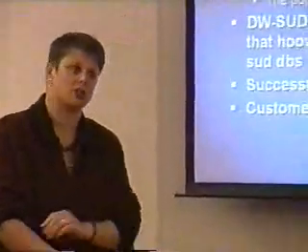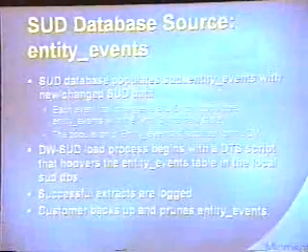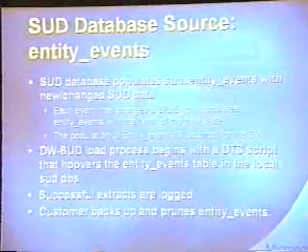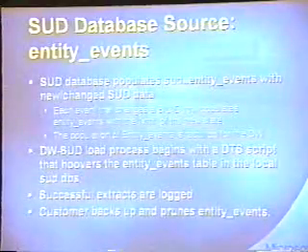The main source of SUD data comes from a table in the service database called entity events, which is populated by a trigger from the service database. So anytime something happens to one of the major tables, subscriber, user, device, and some of their major subtables, that event is logged into this table called entity events, and that becomes the source of data for the data warehouse, this history that I talked about.